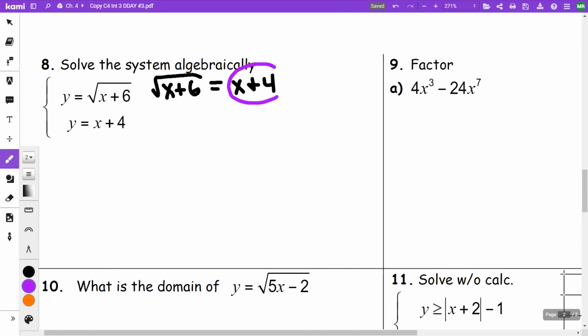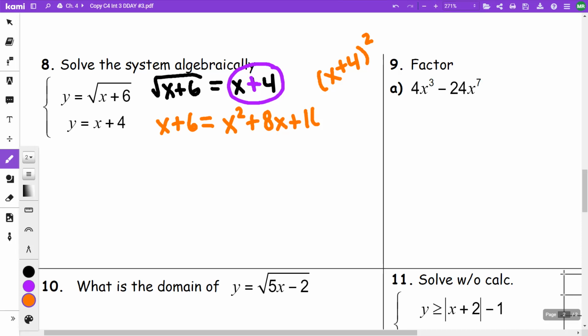This is where I want to check my answers to make sure I get a non-negative. Okay. I'm going to square both sides. So I'm going to get an x plus 6. When I square, let me just write it. When I square x plus 4 squared, it is a perfect square trinomial. I get an x squared plus 8x plus 16. If you need to do x plus 4 times x plus 4, do it.